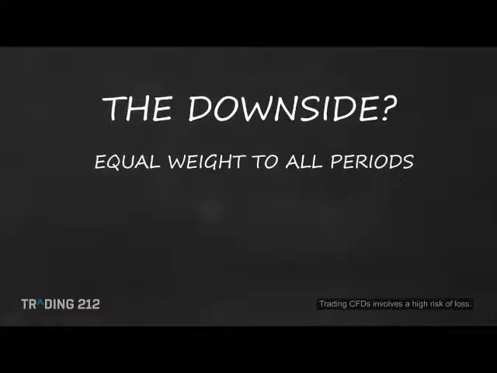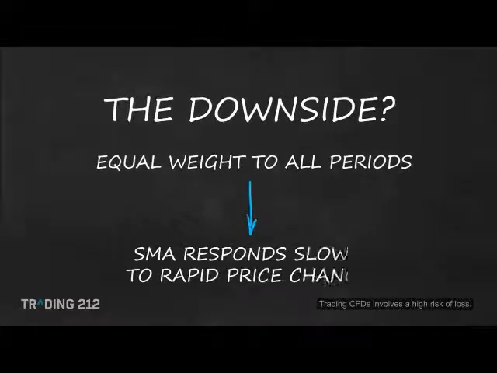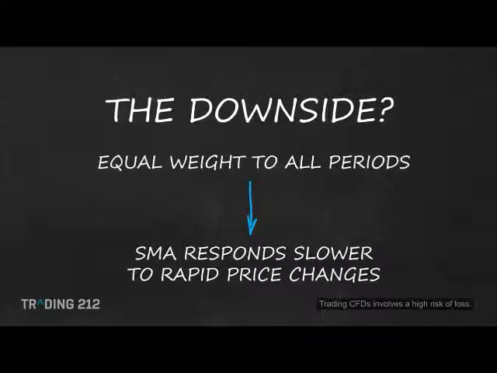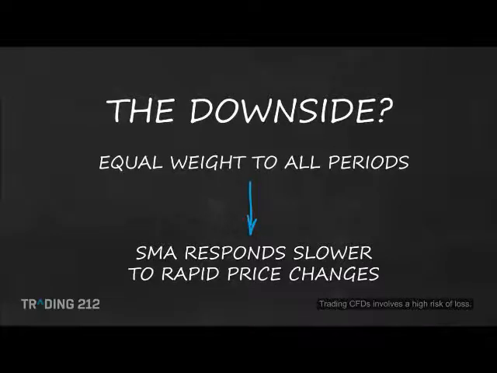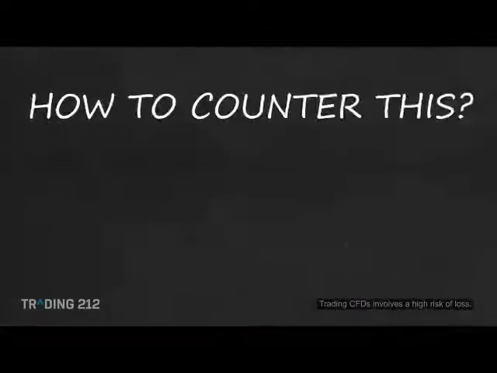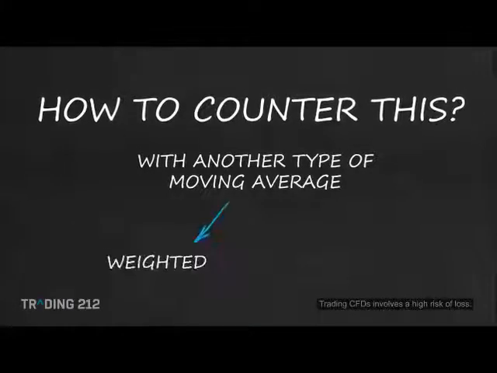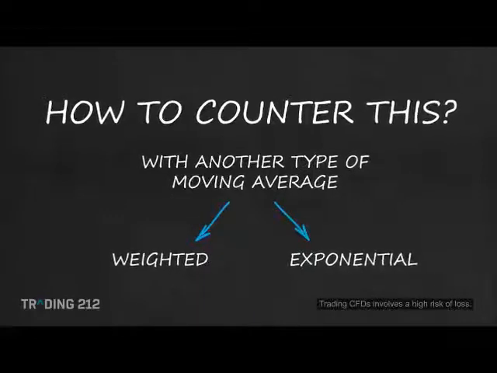And this brings us to its downside. As equal weight is given to all periods considered in the calculation, the simple moving average is slower to respond to rapid price changes that might prove to be important. So how can you counter this? With another type of moving average, either a weighted or an exponential moving average.